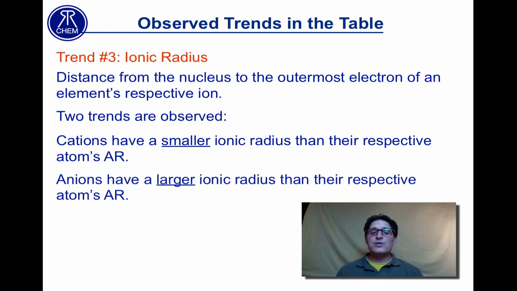Whereas the opposite is true with anions. They have larger radii than their respective atom's atomic radius. If we think of chlorine, chlorine is element 17, 17 protons and 17 electrons. If we add an electron to chlorine, we have 18 electrons and 17 protons. Those 17 protons can't exhibit the same nuclear attraction for those electrons, and so those electrons are able to move further away from the nucleus.